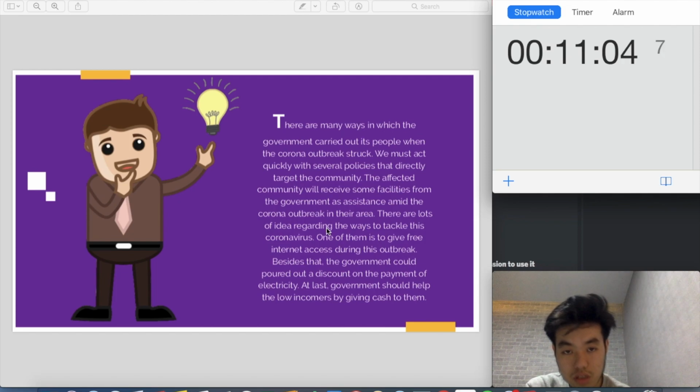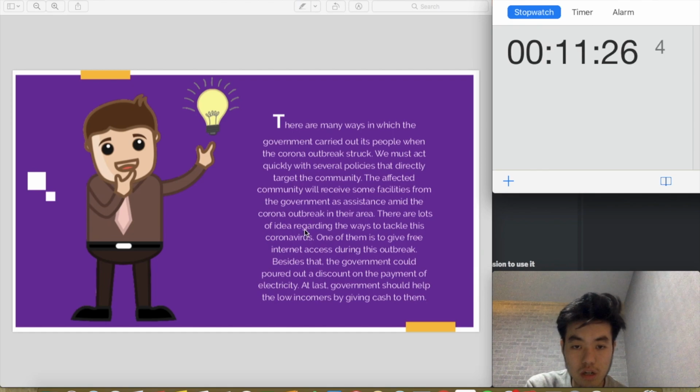There are many ways in which the government can look after its people when the corona outbreak struck. We must act quickly with several policies that directly target the community. So the affected community will receive some facilities from the government as assistance amid the corona outbreak in their area.